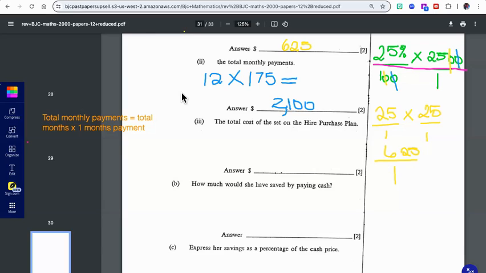Remember, you just found the total monthly payment. Now we're finding this question. What is the total cost on hire purchase plan? Check that, DJ. I gave you a formula at the beginning. I said hire purchase is equal to blank plus blank. So how would you tell me what the hire purchase plan is? What is the cost of this item on the hire purchase plan?